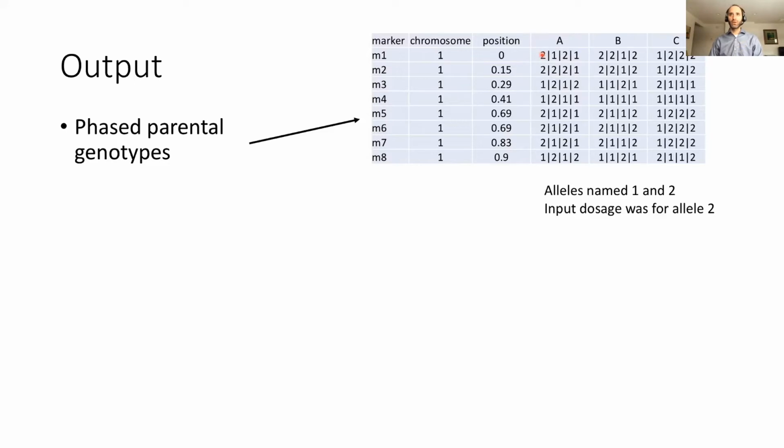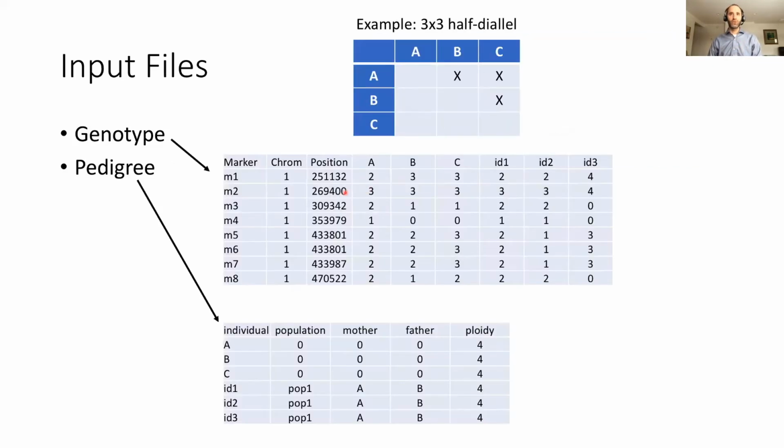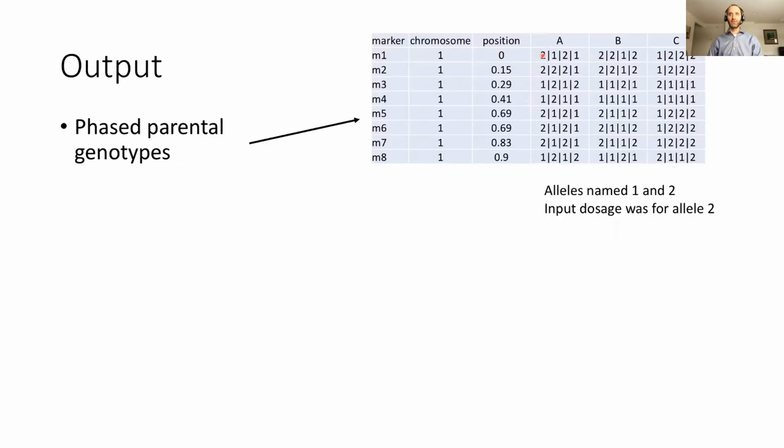So if you look down and stay on one side of that vertical pipe, you're looking at the genotype of one homologous chromosome. The dosages that we have here correspond to the number of copies of allele 2. So for example, this cell right here, which is parent A for marker M1, has a dosage of 2, and then we would expect to see 2 copies of allele 2, which here they are. Here's copy 1, here's copy 2.